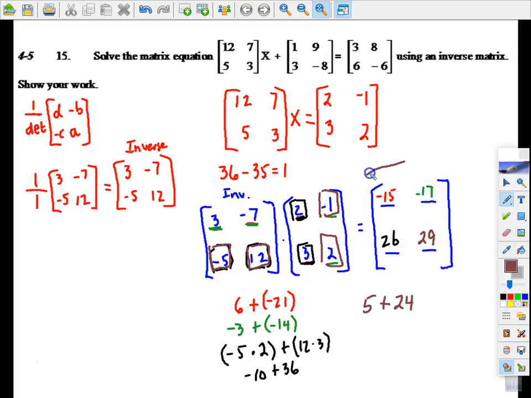And so this matrix represents the answer, or X. We solve for X, which is a matrix, and here it is. And that's using an inverse matrix being multiplied on both sides.